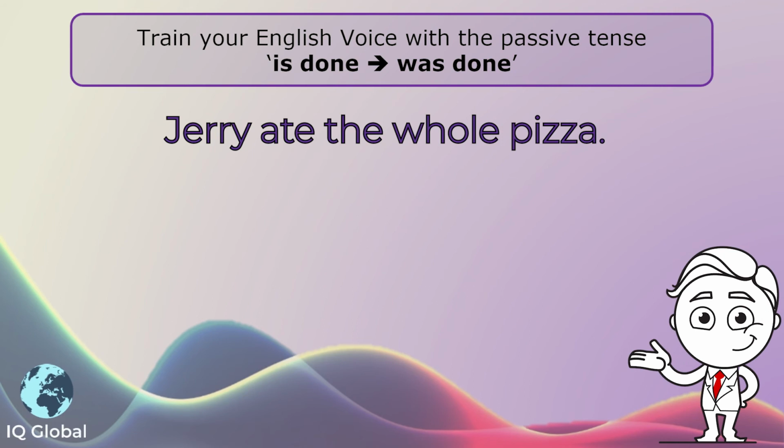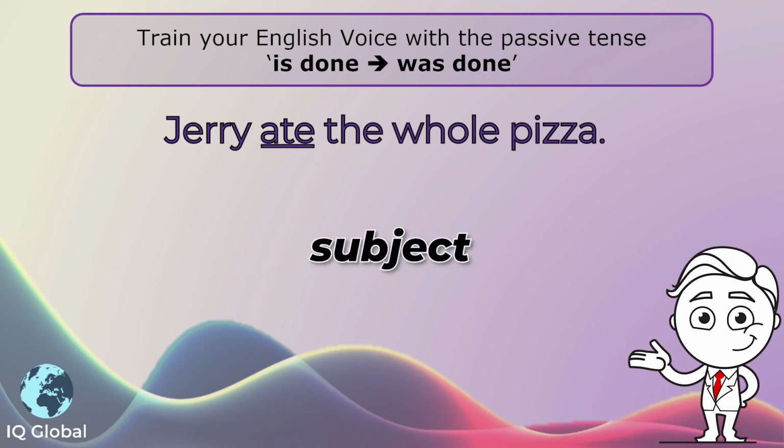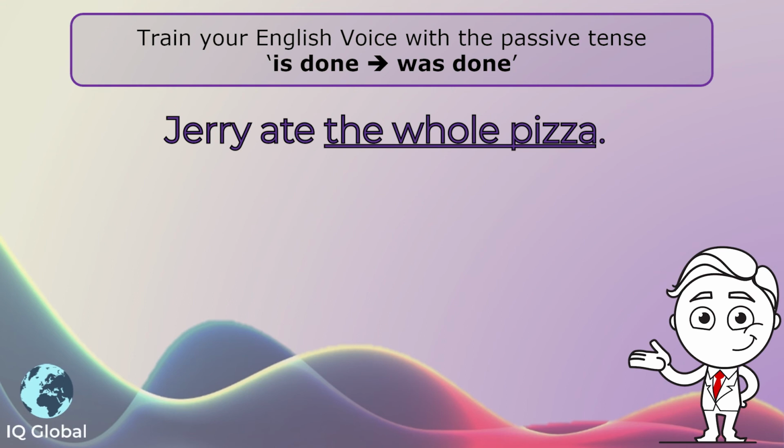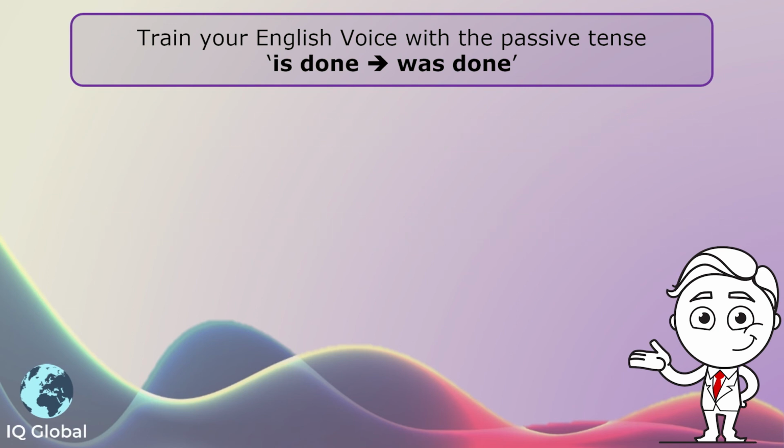Our next example, past. Jerry ate the whole pizza. We see it's the past tense, so we will use was or were plus past participle. The subject is still the whole pizza, so the sentence becomes the whole pizza was eaten by Jerry.